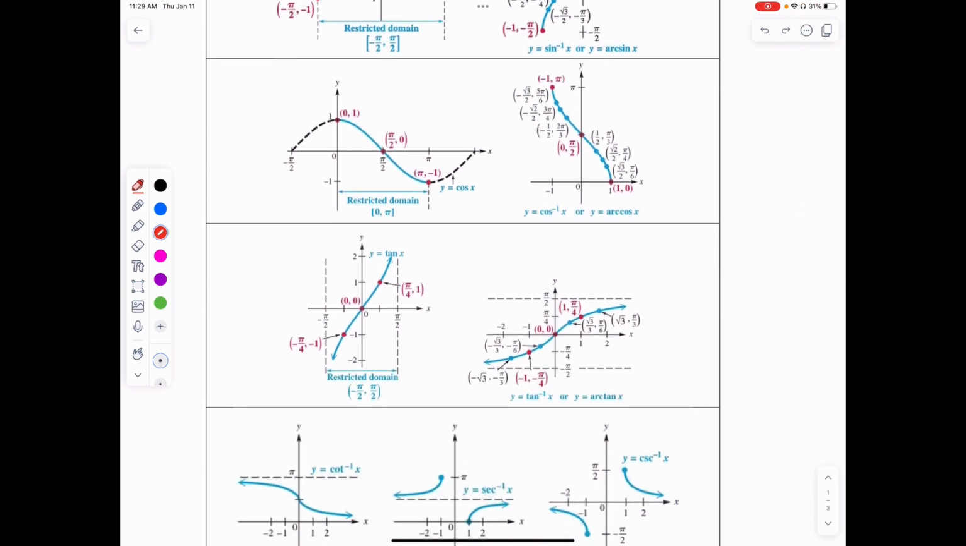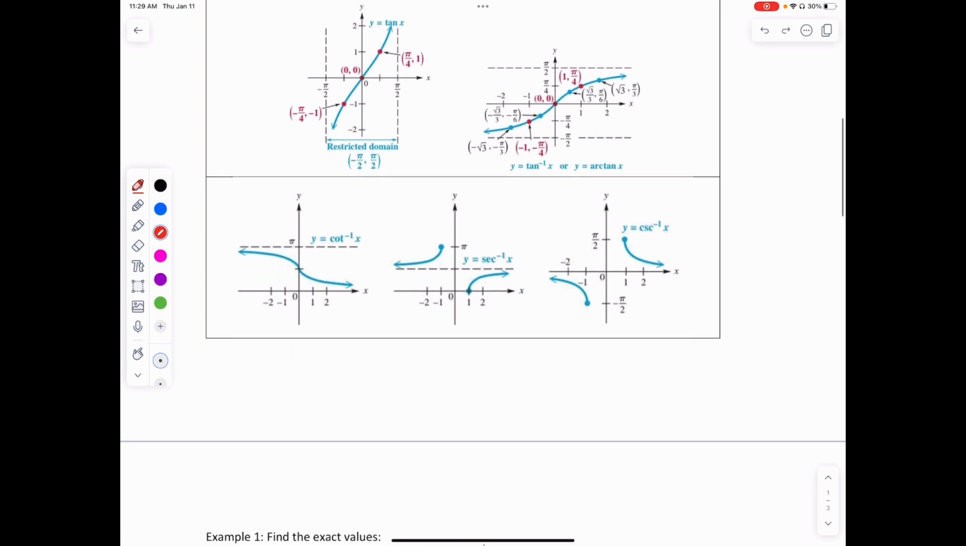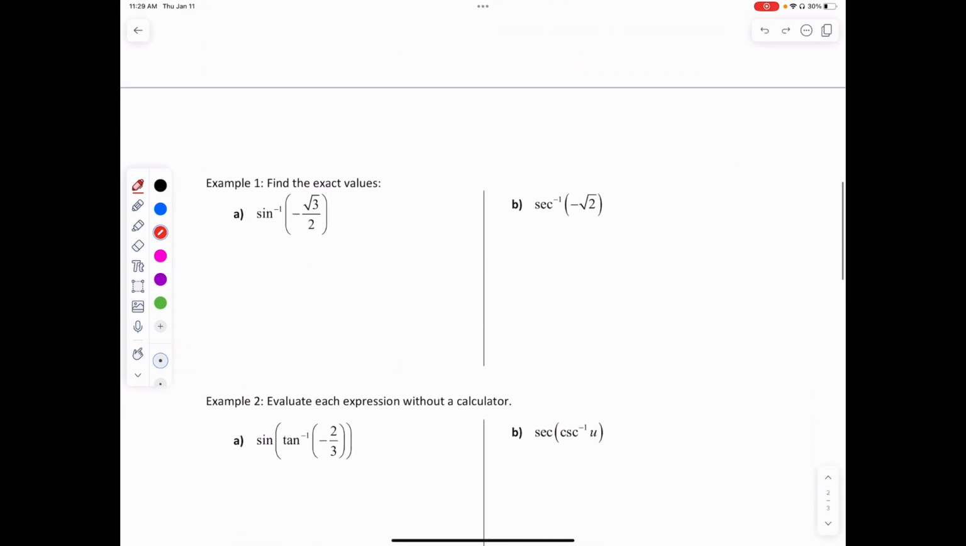And for tangent, since it shoots off to infinity and negative infinity, its domain is all real numbers, but its range is from negative pi over 2 to pi over 2, just like sine, although we are not including the pi over 2 and the negative pi over 2. And then we've got similar graphs for the inverses of the other three trig functions. So let's go ahead and see how some examples of this work in practice.